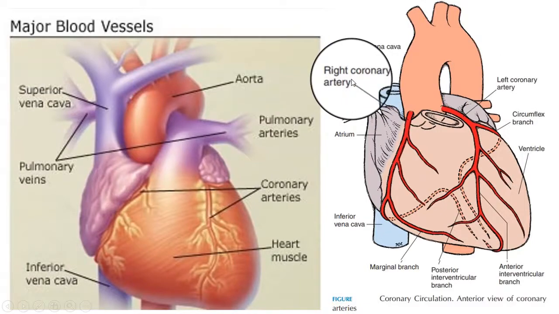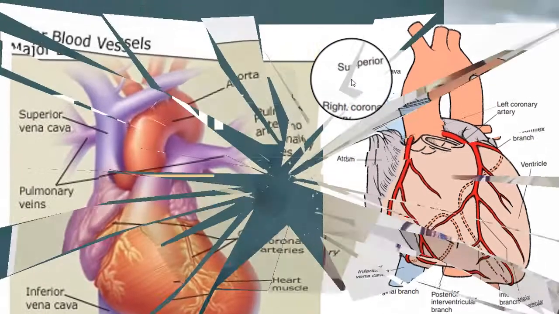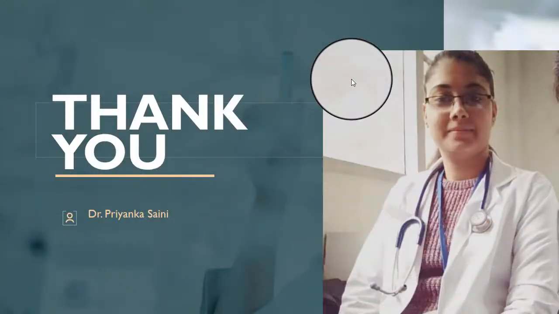All you need to know about the heart: what is the basic anatomical location of the heart, what are the various valves of the heart, what are the various chambers of the heart, what are the layers of the heart, and what is the blood supply to the heart especially.